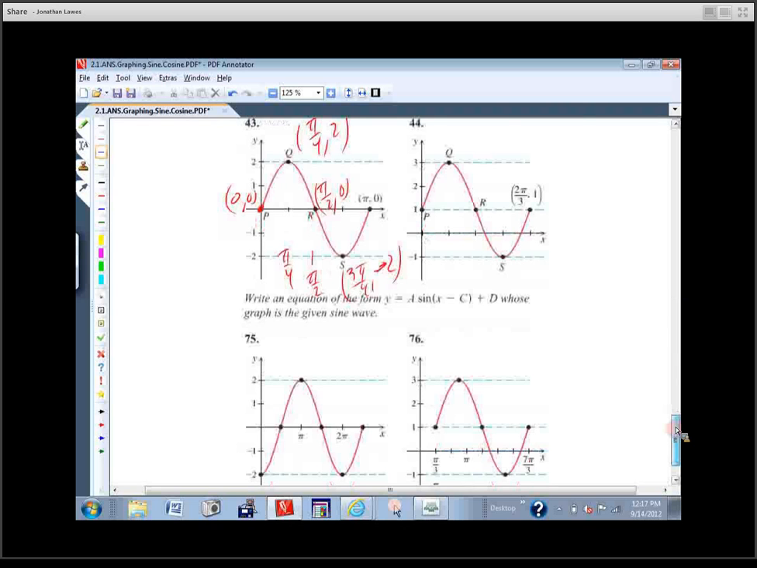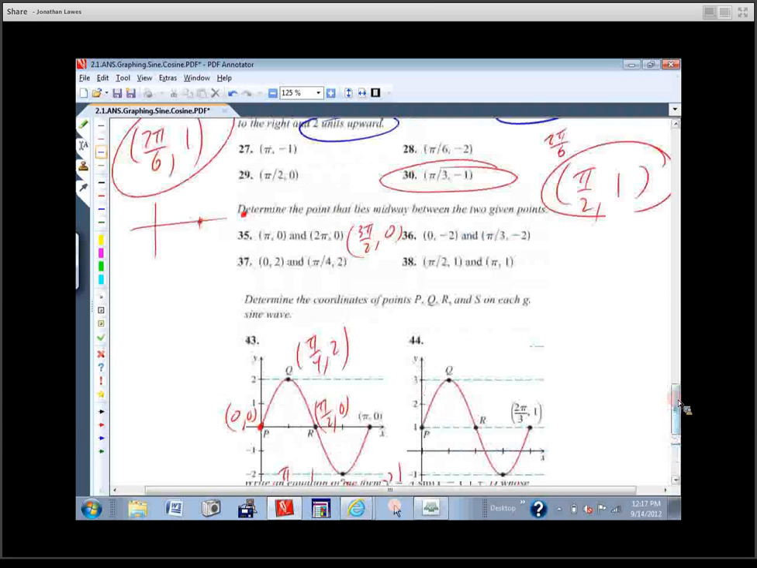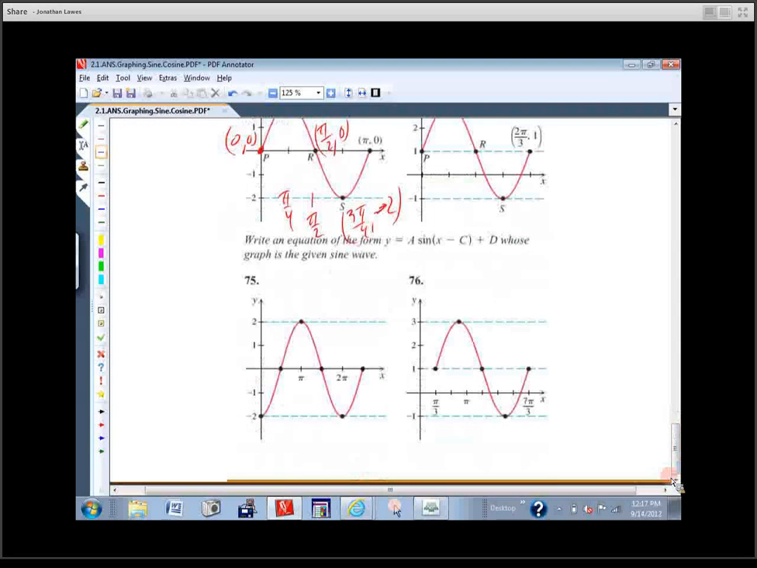Okay. All right. The main thing I want you to be able to do is know that basic shape, know the 5 key points of the fundamental sine curve and the fundamental cosine curve. Okay? And let's take a quick look at this one. This is number 75. It says it's a sine curve. And it says write an equation of this form where you've got an amplitude change, you've got a phase shift, and then you've got a vertical shift. There's not one single answer to either of these problems.